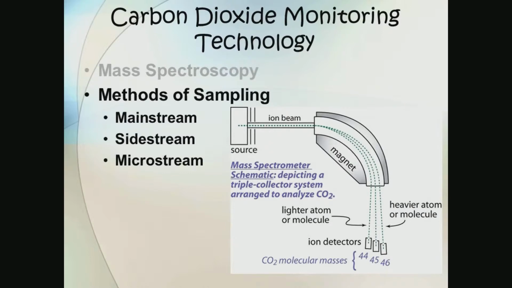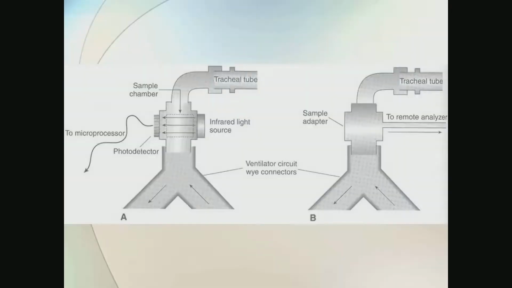Most of the stuff we're going to use are either mainstream, sidestream, or a derivation of sidestream that one manufacturer has called MicroStream. And it actually does have a pretty fast response rate, so I'll give them kudos on that one. First of all, let's talk about the mainstream. Mainstream has the sampling chamber and the infrared source right at the airway.